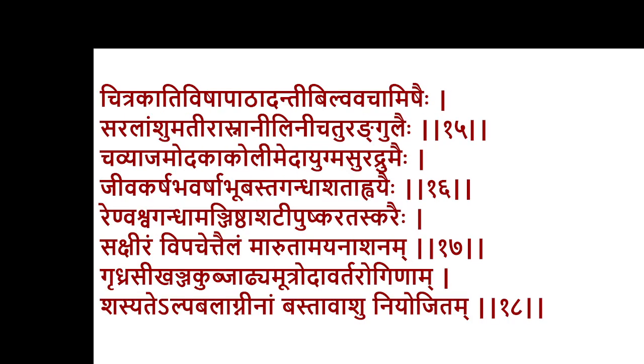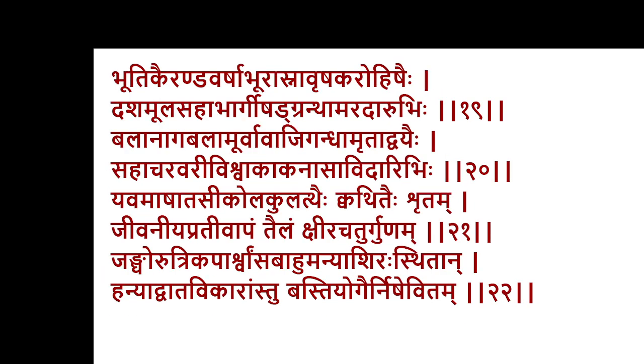Then one more level, where Ushnaviryas dravyas are predominantly used: Chitraka, Adivisha, Patha, Danti, Bilva, Vacha, Amishehi, Sarala, Amshmati, Rasna, Nilini, Chaturangulaihi, Chavya, Ajamodaka, Kakoli, Meda Yugma, Jivaka, Rishabhaka, Varshabhu, Bastagandha, Shanahwehi, Renu, Ashwagandha, Manjista, Shati, Pushkara, with Kshira and Taila, useful in Gridhrasi, Khanja, Kubja, Adhyavata, Adhyamutra and Udavarta. Another of the anuvasana basti yogas which could be used in diseases like Gridhrasi, Khanjavata, etc., and can be used as such.